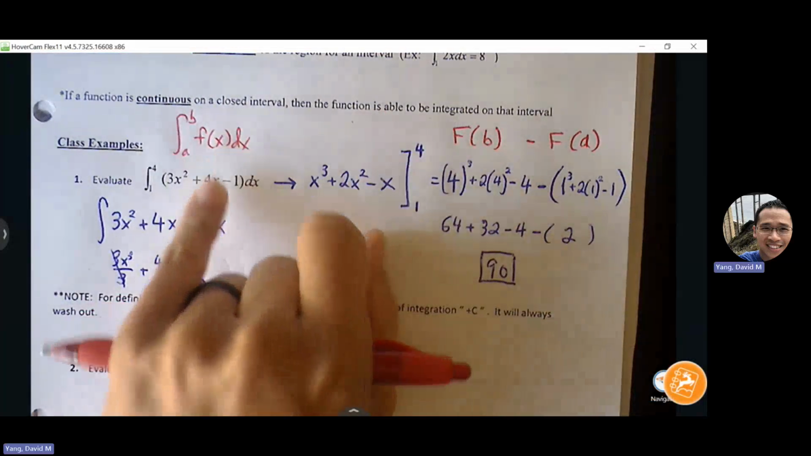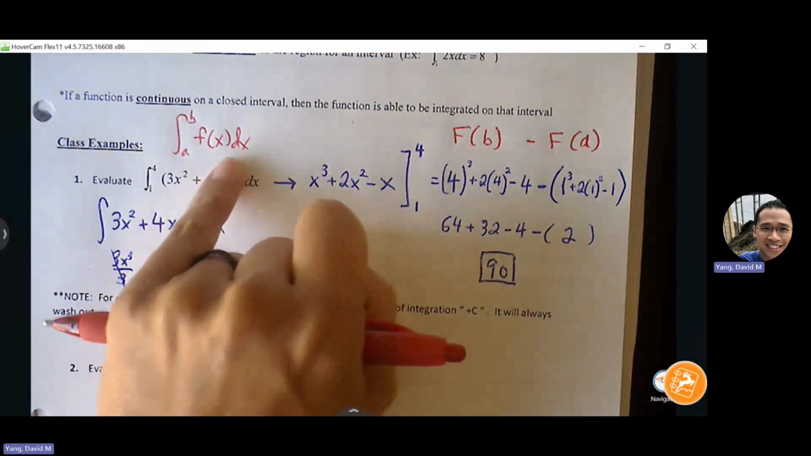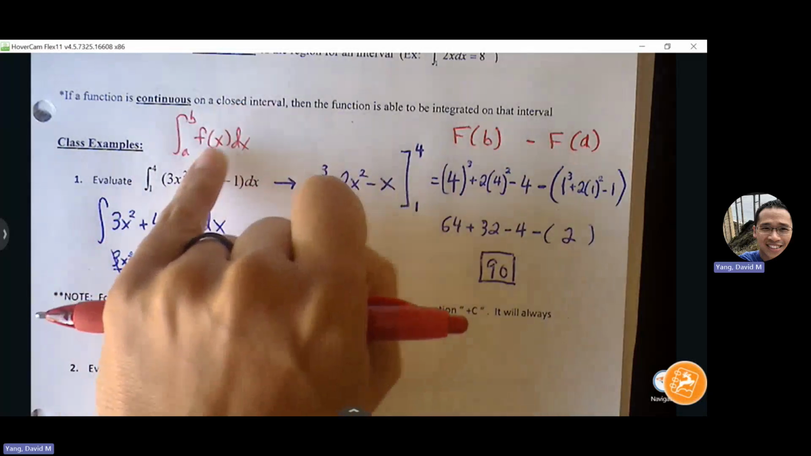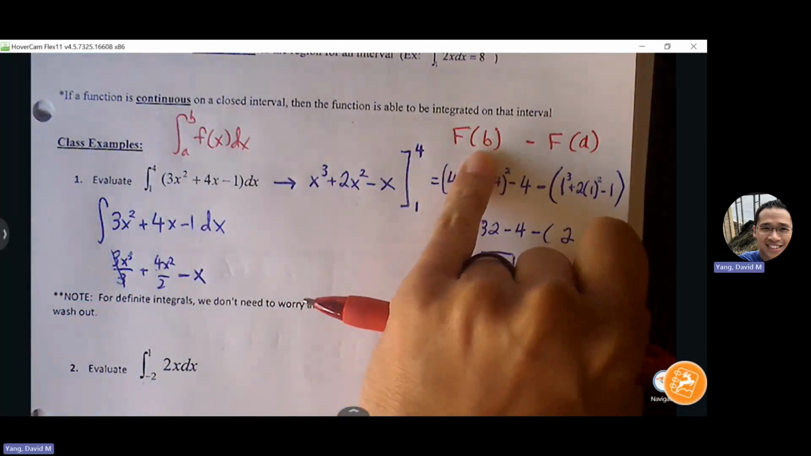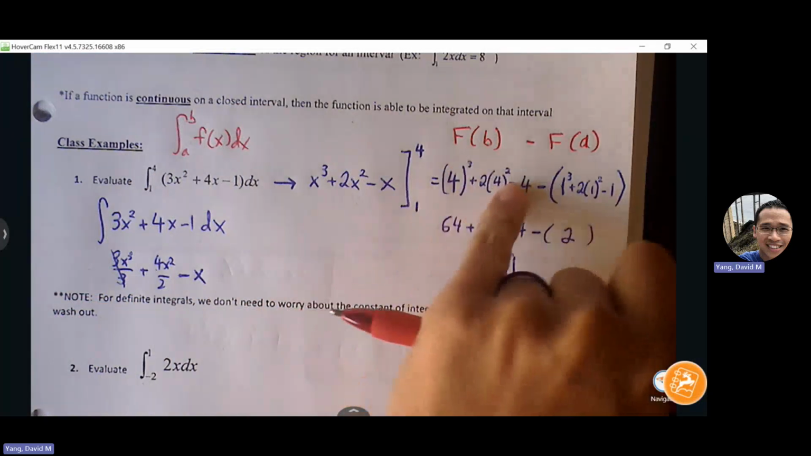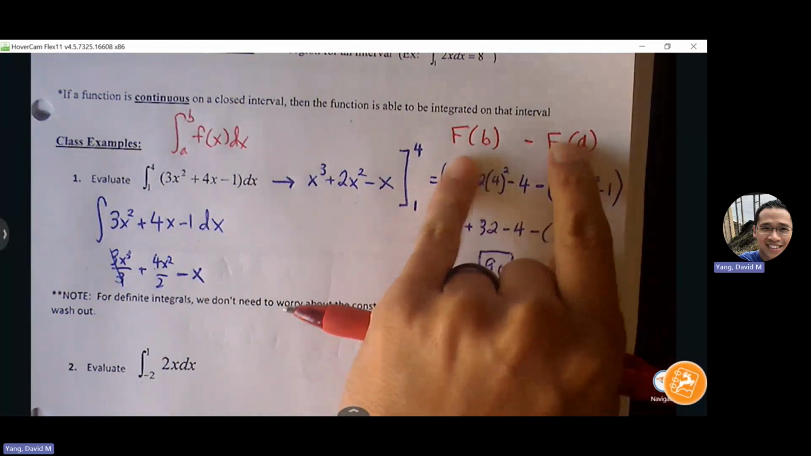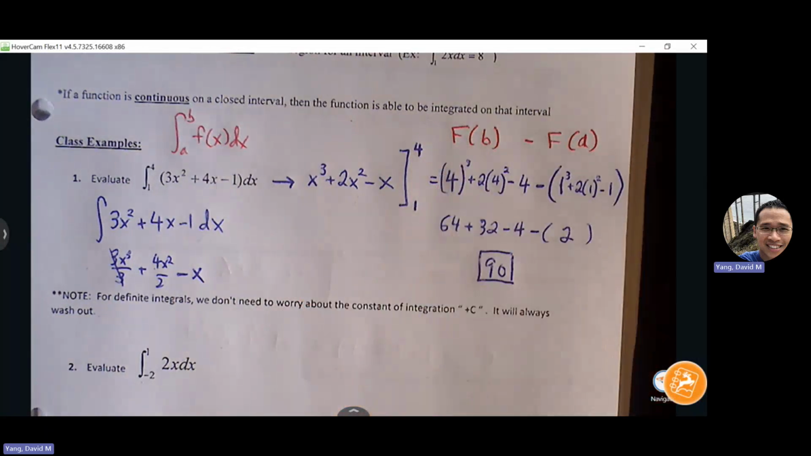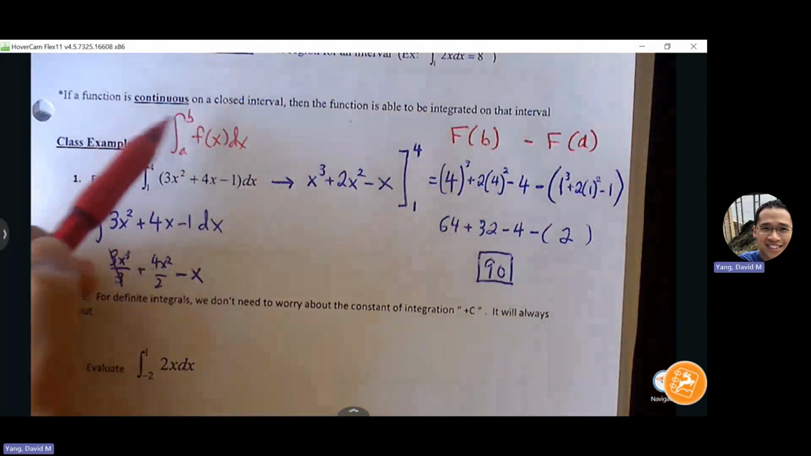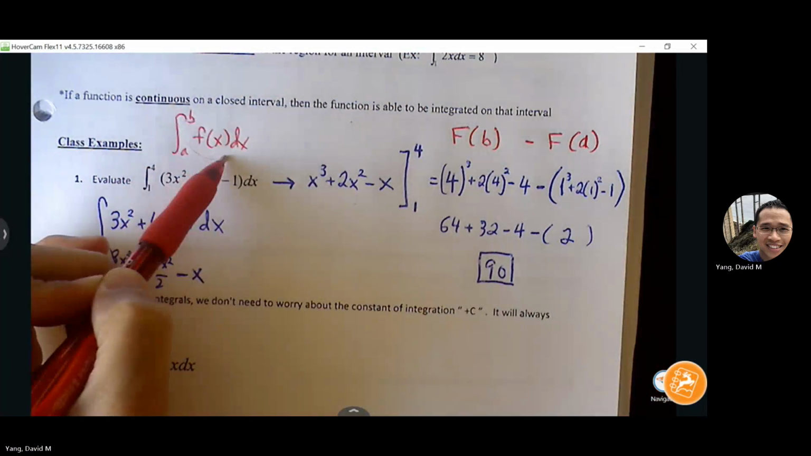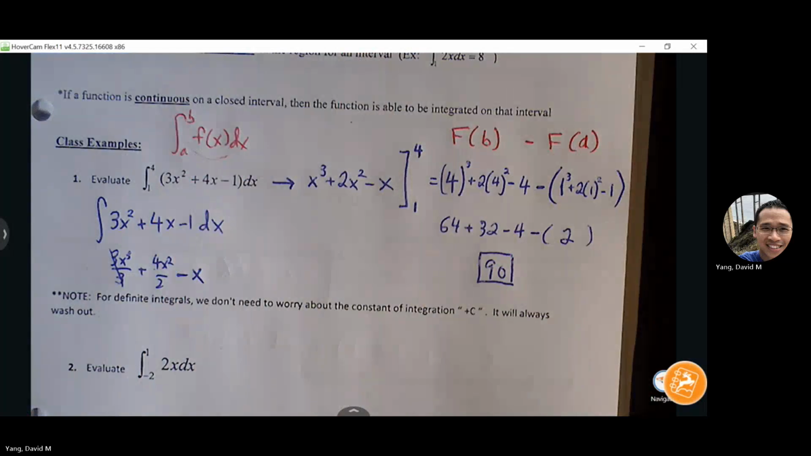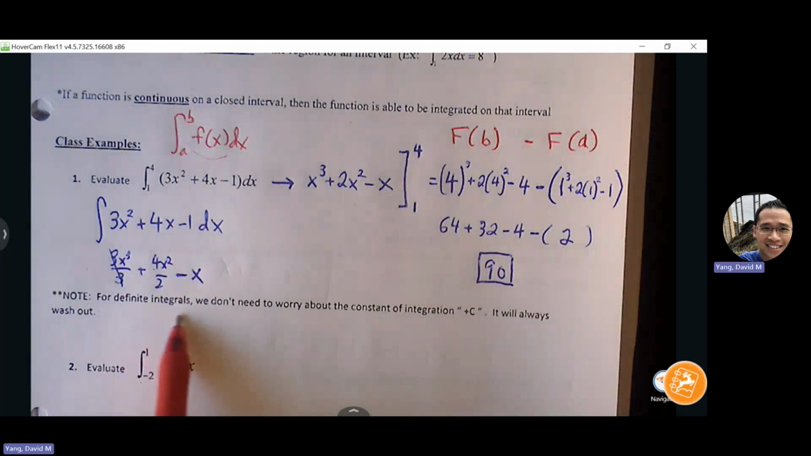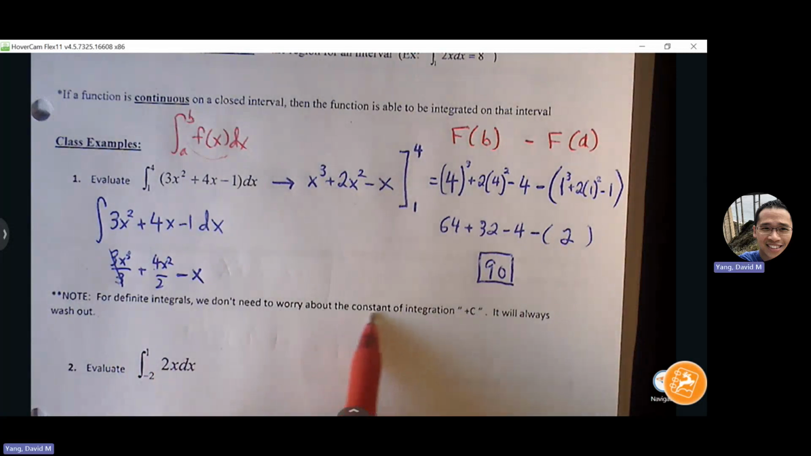So lowercase f means the function that you start with. After you go through the calculus process, that uppercase F indicates that you took the antiderivative. You have an expression representing the antiderivative, and you plug in your upper and lower bound, and that will help you achieve the area of the region under this curve. Okay, so we mentioned this already. For definite integrals, we don't have to worry about the constant of integration. It will always wash out.